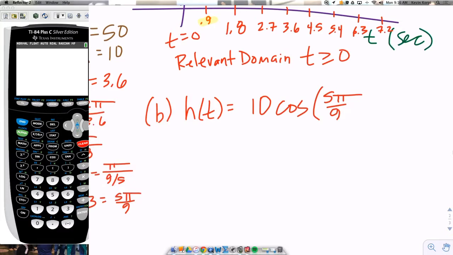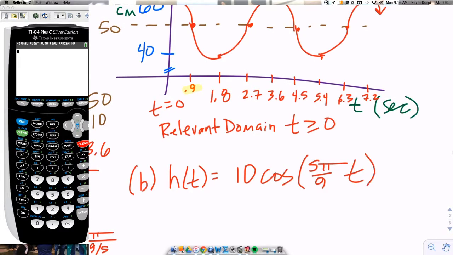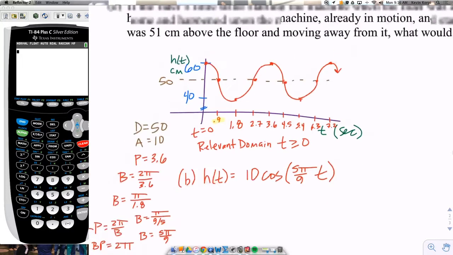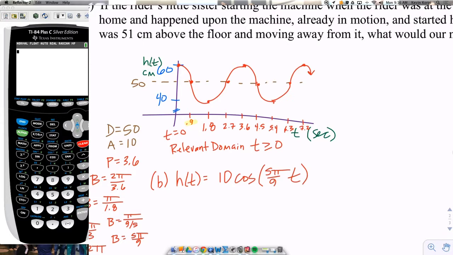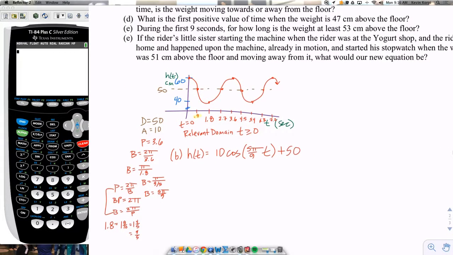Now, because there's no phase shift, we don't need to put an extra set of parentheses and do plus or minus. We're starting at a high point, so make sure you put your independent variable, which is t, not x. And are we done? No. If we were just measuring the relative distance of the weight above and below its resting position, that would be the sinusoidal axis, that would be the equation. Because we're measuring it above ground, we have to shift it up 50 units, which is your D value.